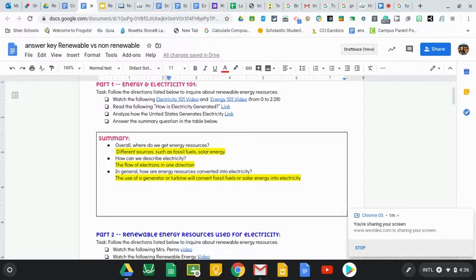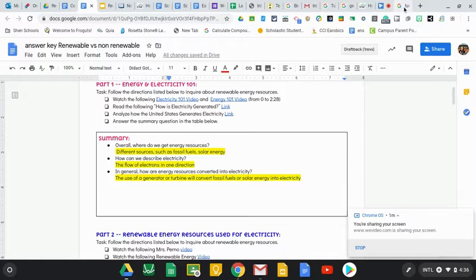So what's electricity? Well, don't forget, electricity is the flow of electrons in one direction, going through metal wiring that supply electrical charge to the things we need to use around our house that require electricity. And in general, how is energy resources converted into electricity? This is the little confusing part. The use of a generator or a turbine will convert fossil fuel or wind energy or hydro energy or thermal energy to create electricity.